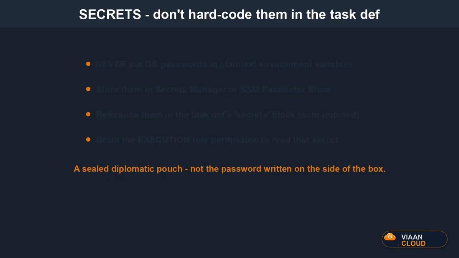Secrets, the right way. Do not hardcode database passwords or API keys as plain text environment variables in your task definition. Anyone who can read the task def can read them. Instead, store them in Secrets Manager or SSM parameter store, and reference them in the task definition secrets block, which injects them at runtime. And remember, reading that secret is a permission on the execution role, the crane operator's badge. It's a sealed diplomatic pouch, not the password scrawled on the side of the box.